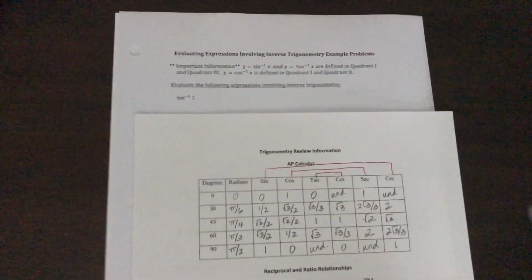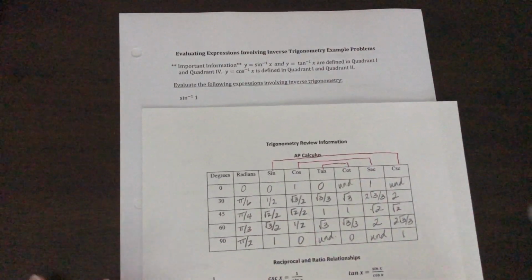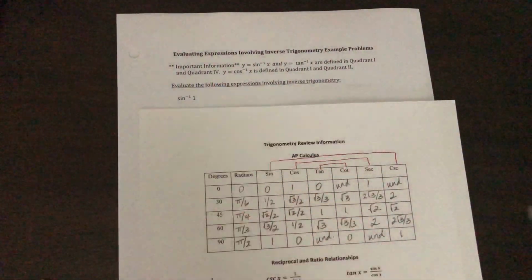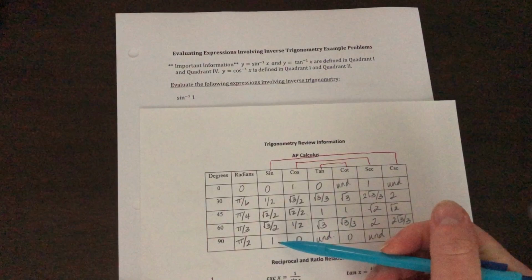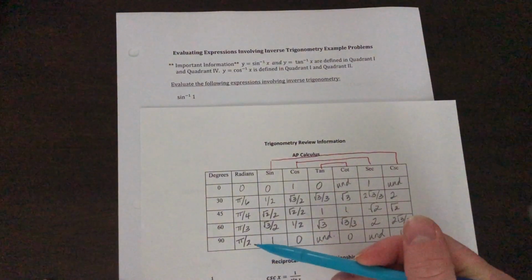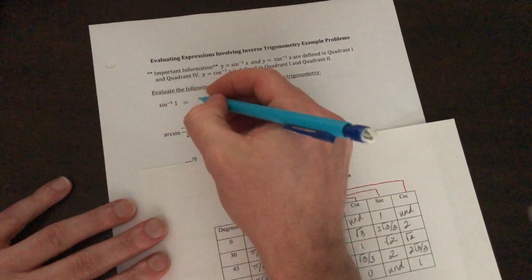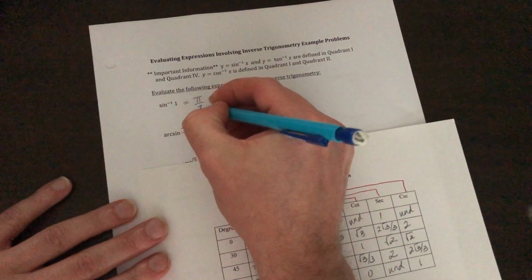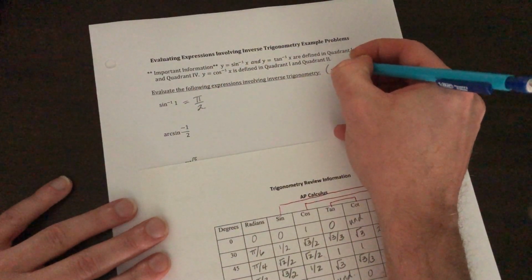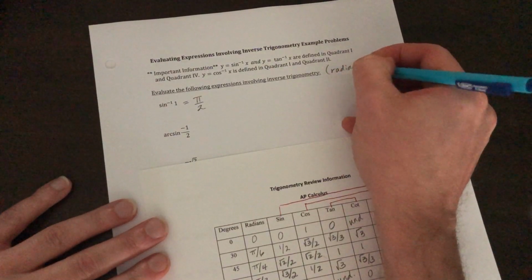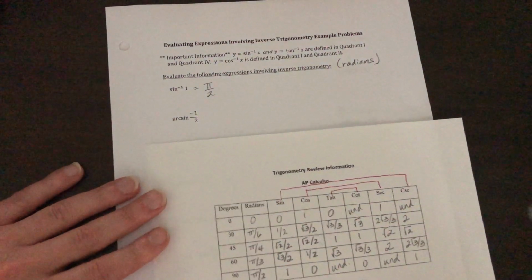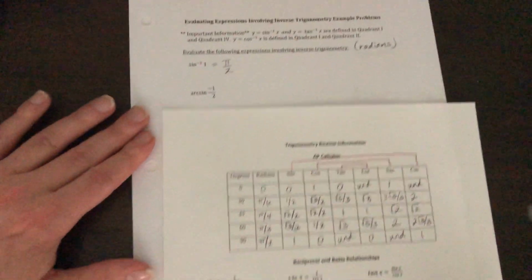Okay, so the first example problem is asking, at what angle is sine equal to 1? Sine is equal to 1 at pi over 2. And we're going to be in radians for all of these, so we'll write radians so you have a record of that. These are all going to be in radians, and that's all there is to it.